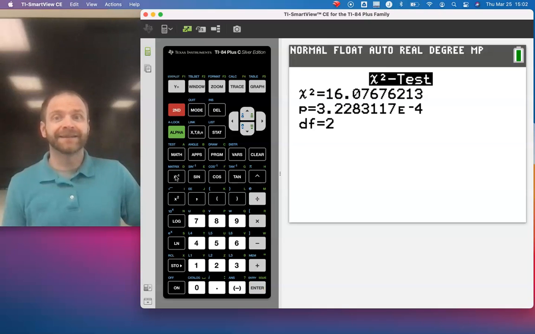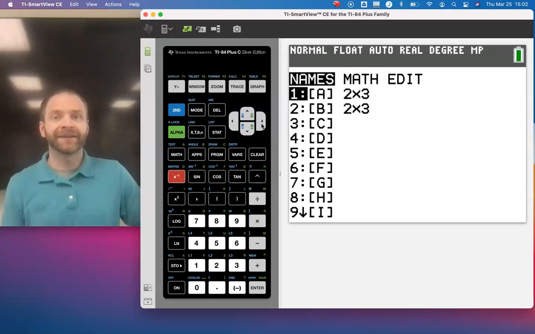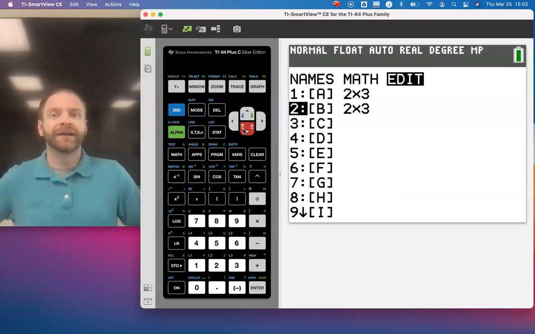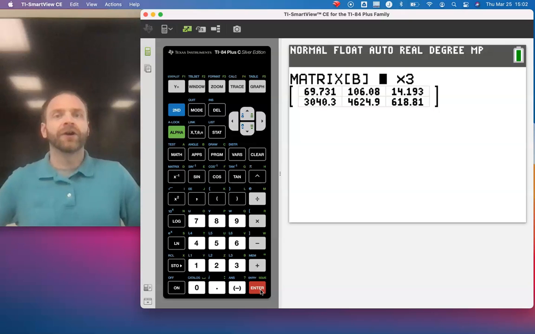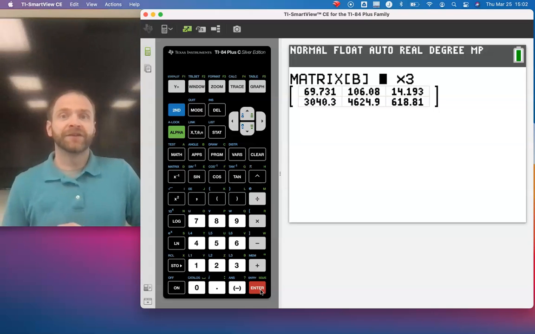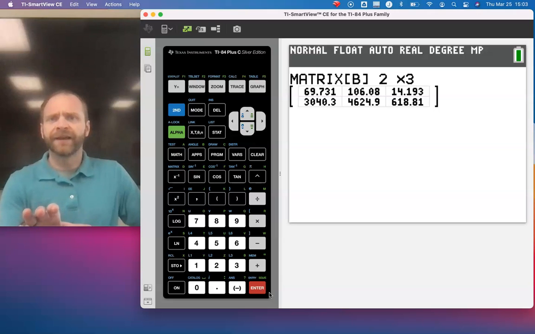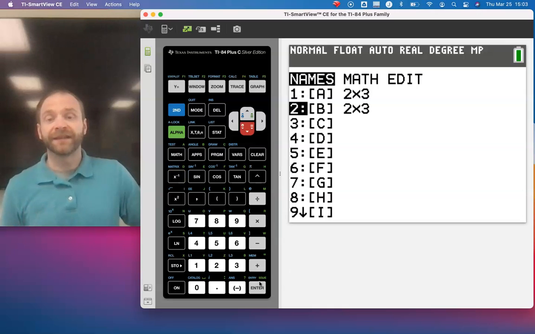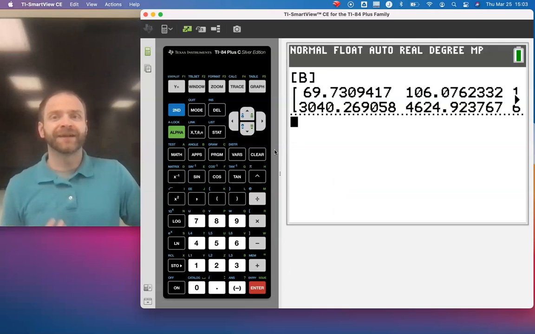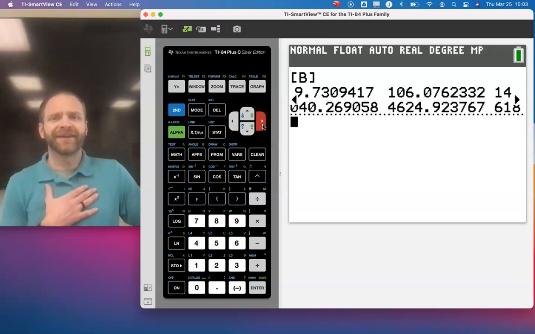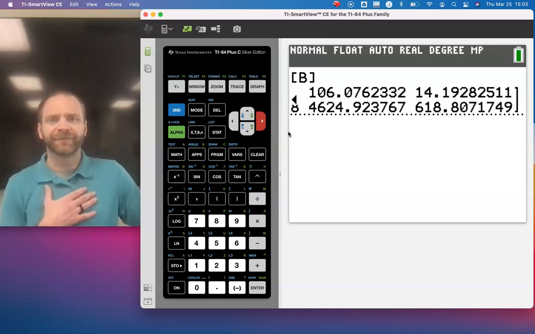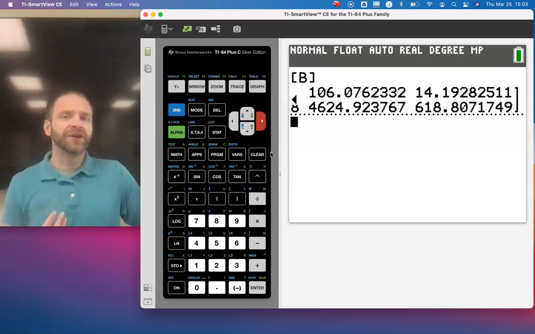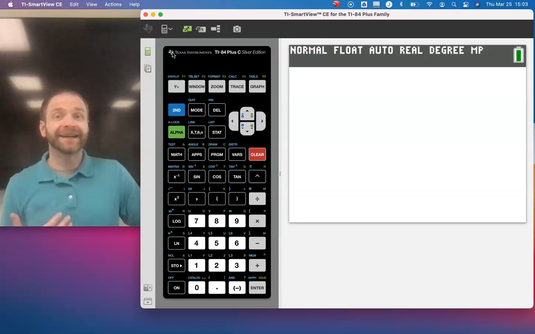I can hit second matrix, go over to edit, and go down to matrix B, and there are all of my expected counts. Before, we calculated them, then I went to the calculator for you as well, but I never showed you how to find them. To find them, I can go that way, or I can hit second, x negative first, go down to matrix B, hit enter, and then hit enter on my screen. I don't like this because they're all decimals, and I have to keep scrolling to the right to see all the information. That's the other way of seeing it. But I can see all those expected counts, and I can write them down.